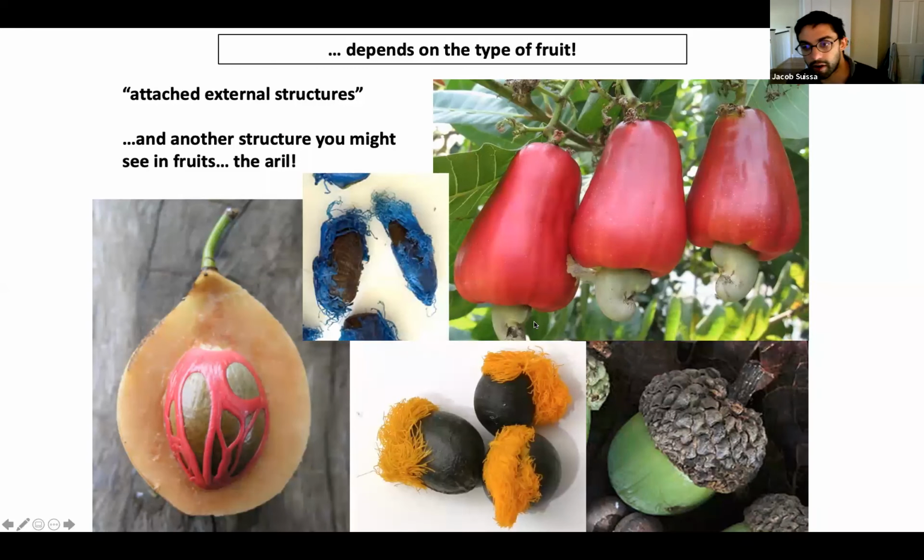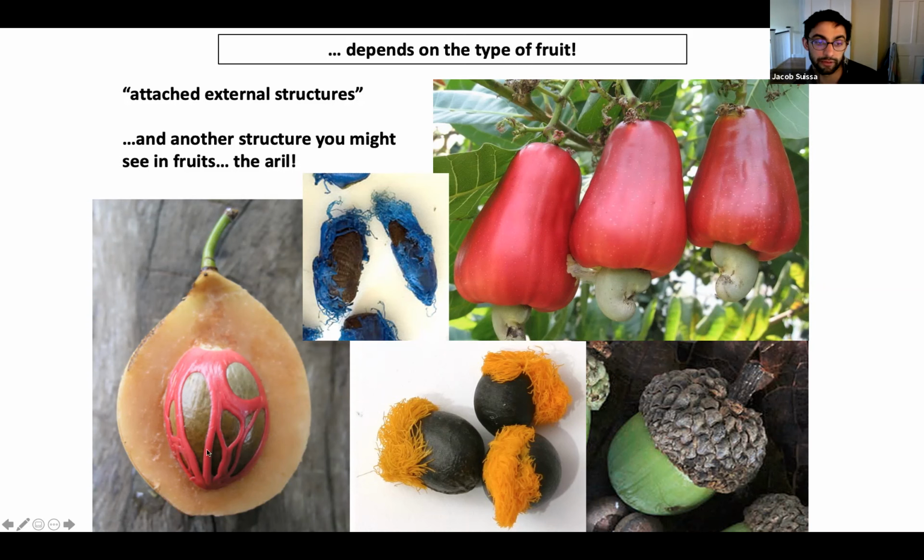So there are other structures that are attached to fruits and seeds that make them super interesting. One thing that you'll come across a lot are what are termed arils, A-R-I-L, and that's these blue things and these yellow things and these red things over here. On the left, actually, this is nutmeg. This is mace. So mace is the aril of nutmeg.